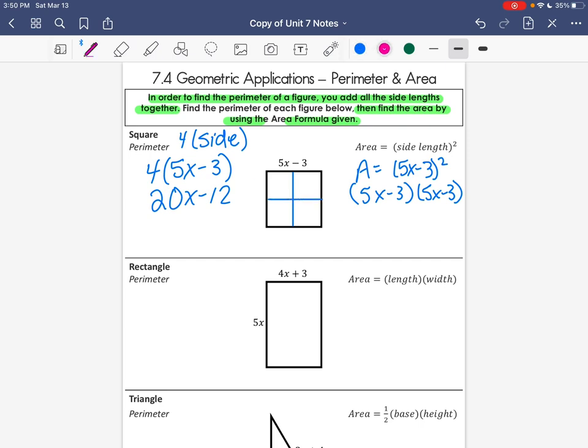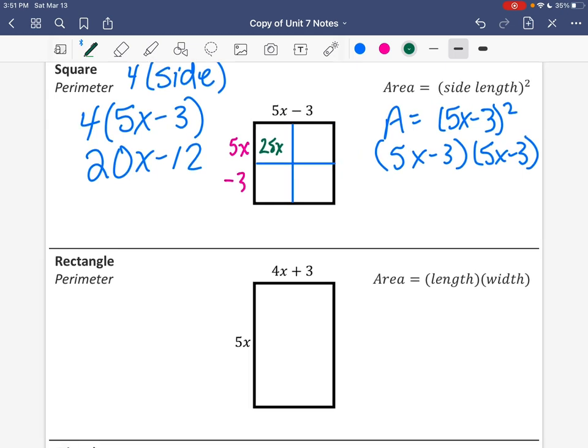All right, so on this side, we also have 5x minus 3. So 5x times 5x is 25x. Let me make this a little bit bigger so it'll be easier for me to write in there. And then 5x times negative 3 would be negative 15x. And then 5x times negative 3 would be negative 15x. And then negative 3 times negative 3 would be positive 9. You don't have to write the plus sign.